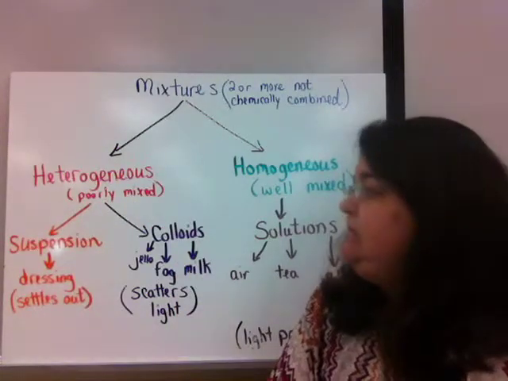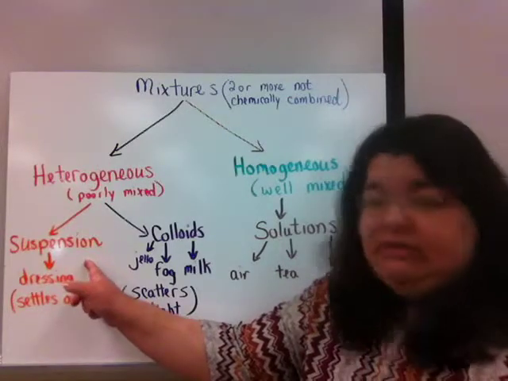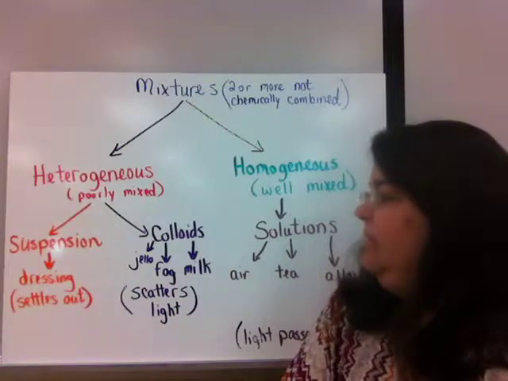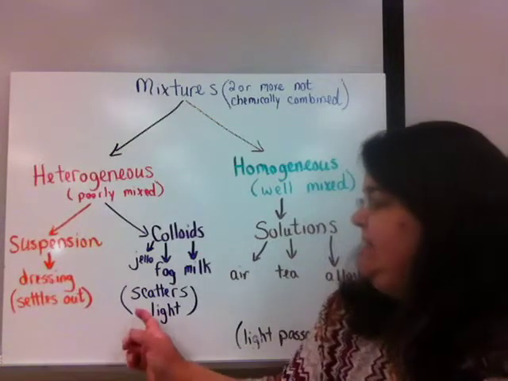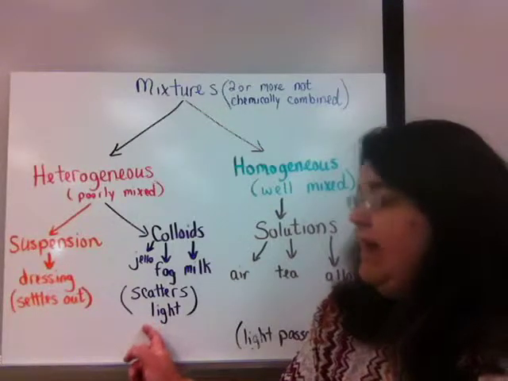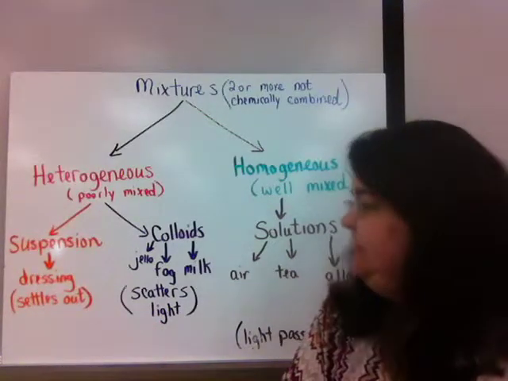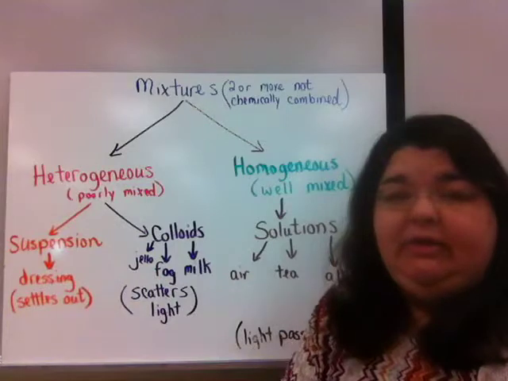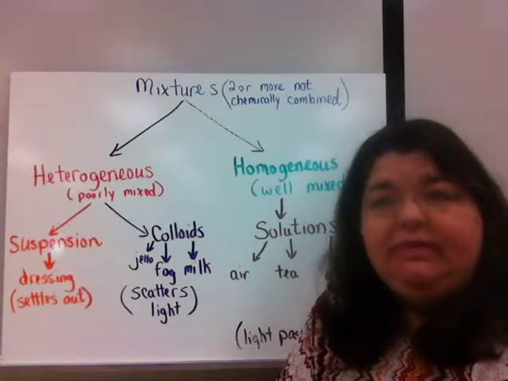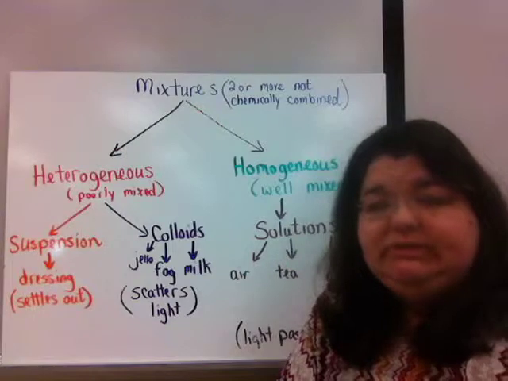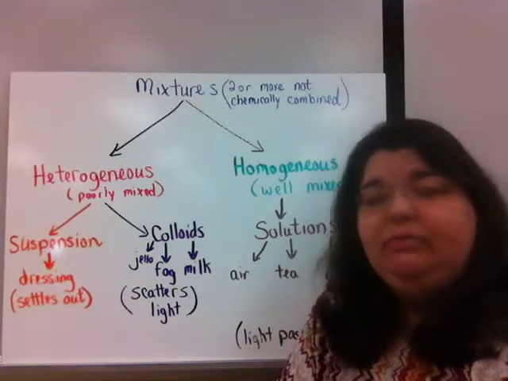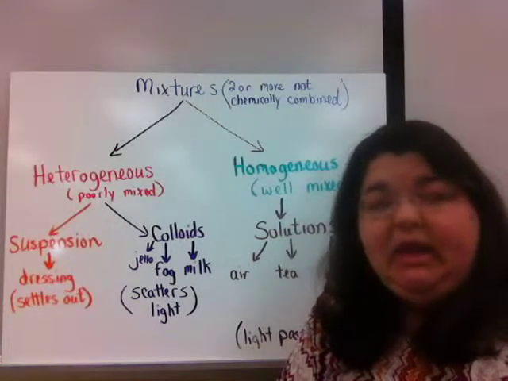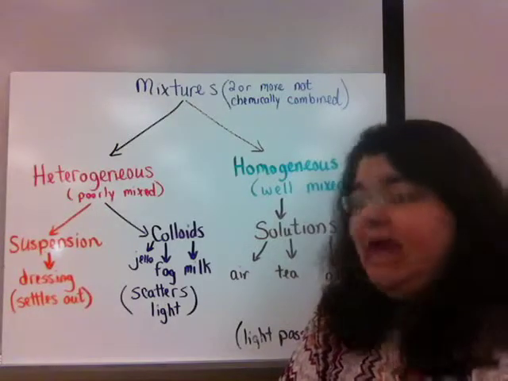Now, not all heterogeneous mixtures go into the next two categories, but these are subcategories for heterogeneous mixtures. So some heterogeneous mixtures will be suspensions, and some heterogeneous mixtures are colloids. Now, a colloid is a mixture that scatters light when light passes through it. And I have some examples here: milk, fog, and jello.